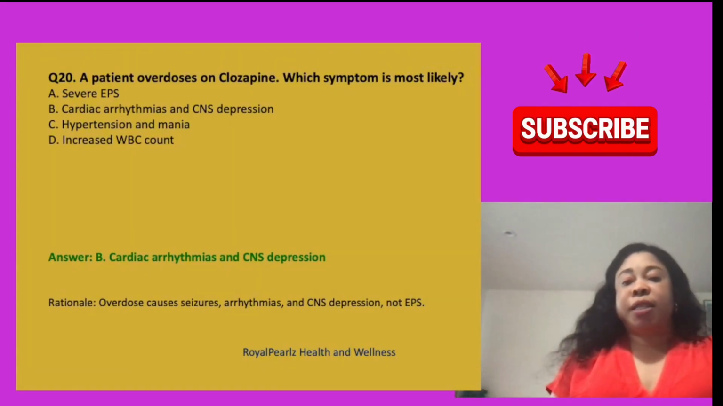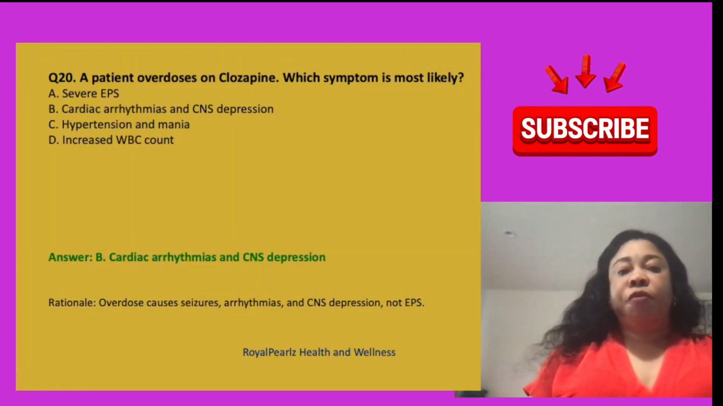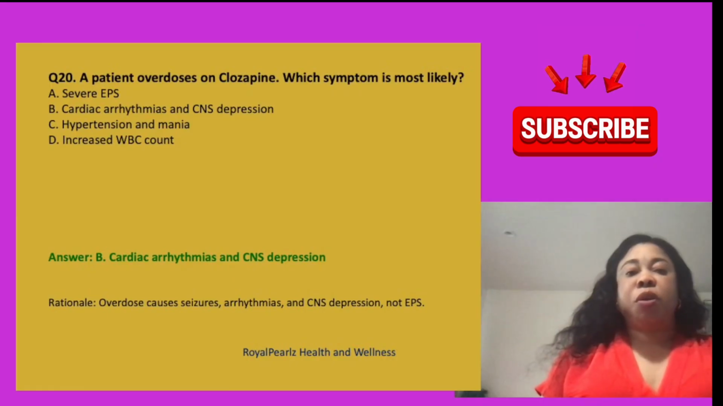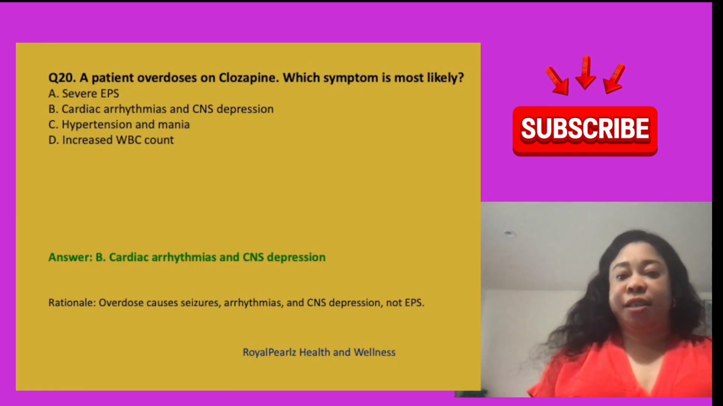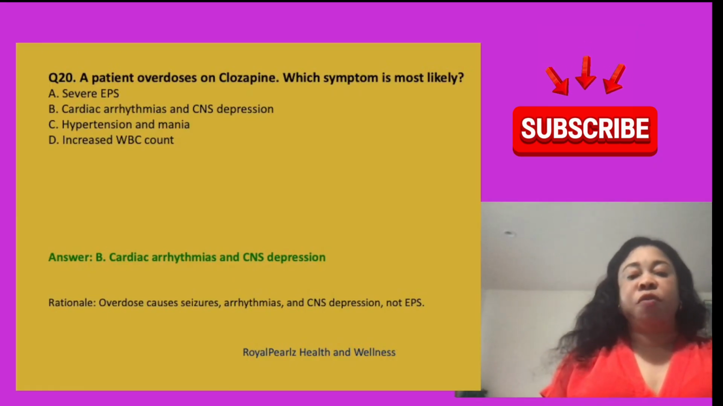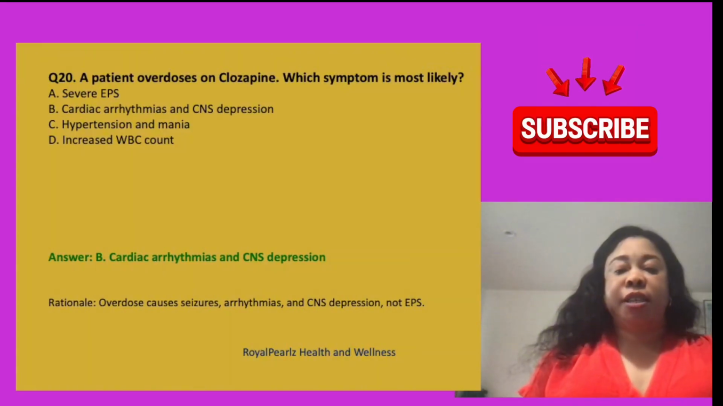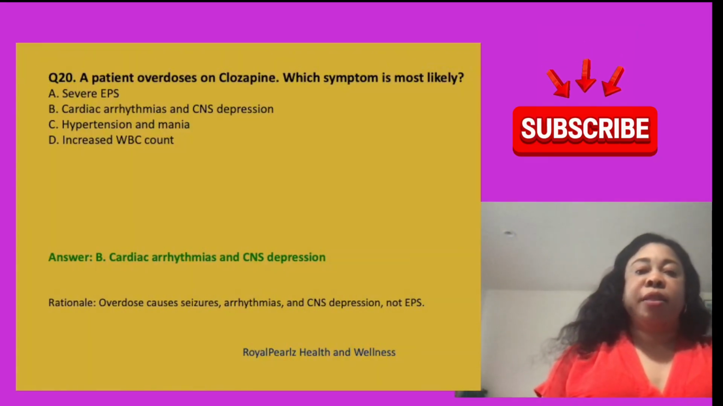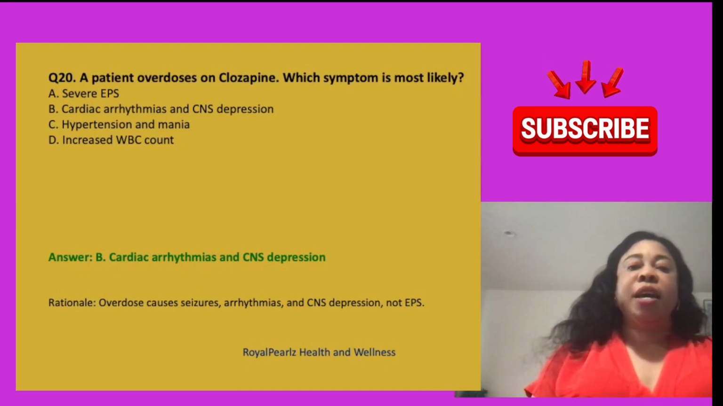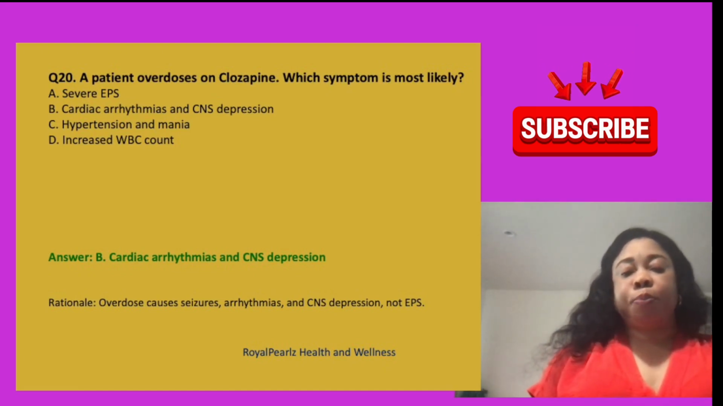You need to understand and remember most of these points, because these are the things that ANCC is looking for. If you look at these questions, most of them are about being a safe provider. So take a look at this. You can go over this, save this. If it helps you, go over it again and again until you have mastered these clozapine questions.